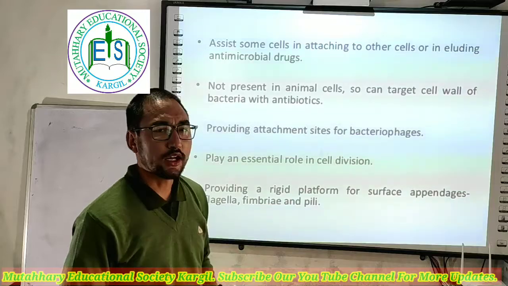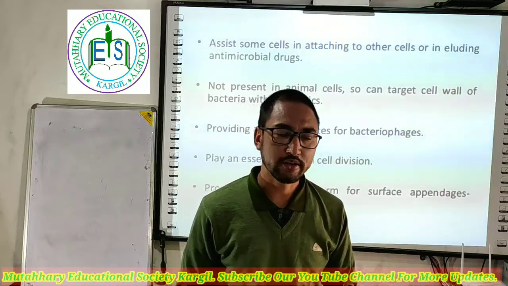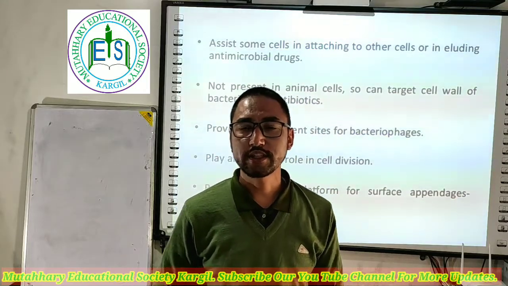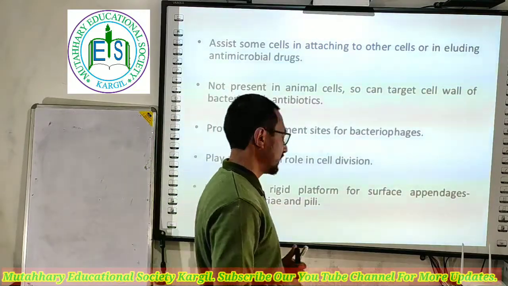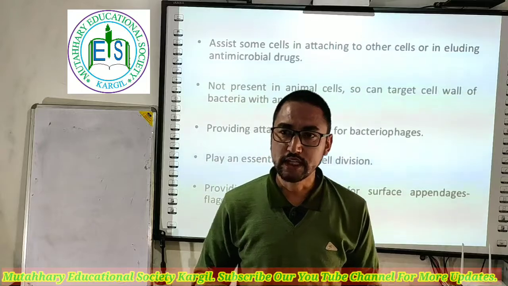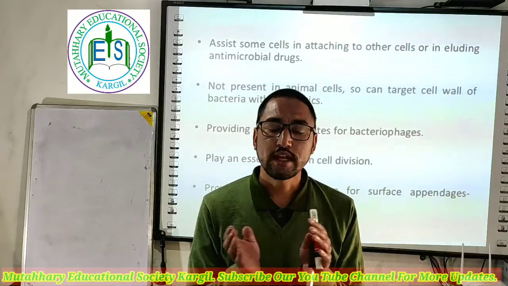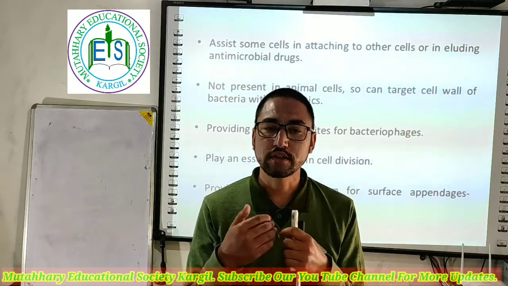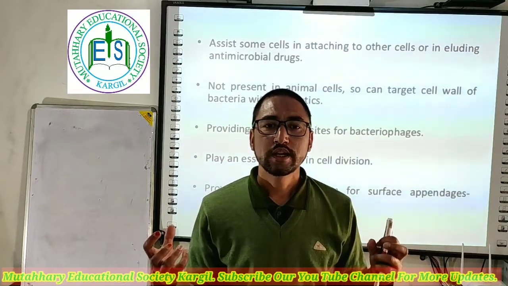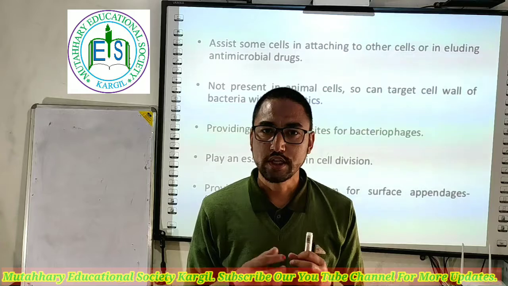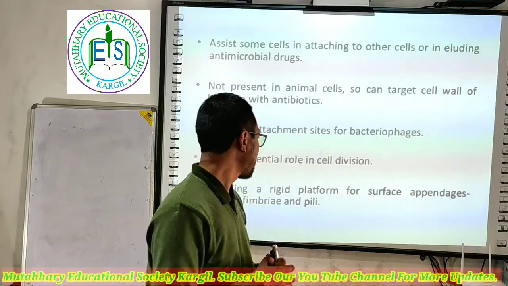This cell wall again provides a base for the attachment of different viruses like bacteriophages, which bind over there and transfer their genetic material to the host, that is your bacteria. It plays an essential role in cell division, like during septa formation and groove formation. The membrane divides and the cell wall divides, finally forming two different cells during asexual reproduction, or binary fission, in bacterial cells.